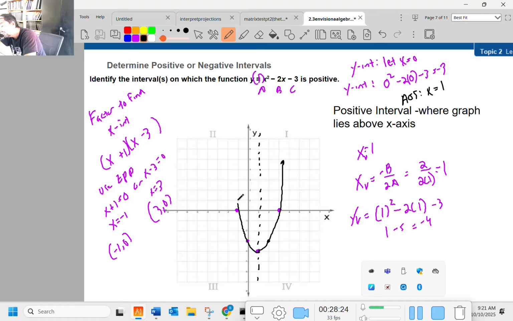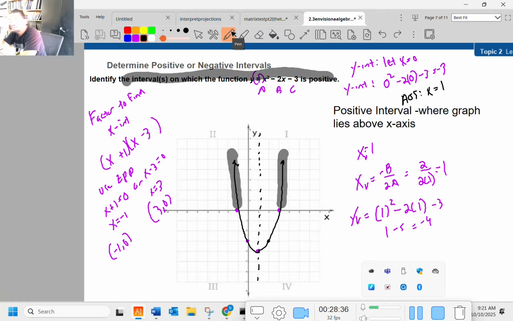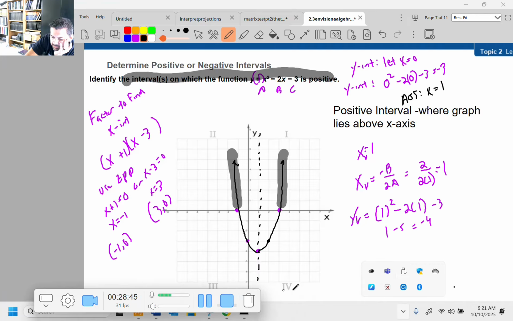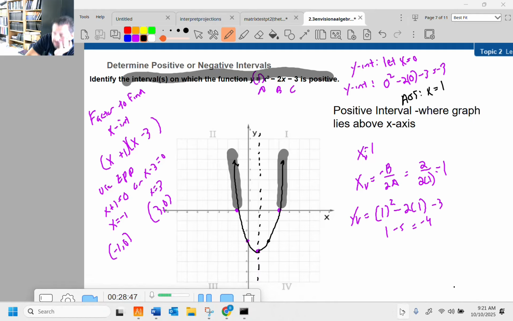Now, I did a whole lot of work, and I can finally go back to the original question. What intervals is the function positive? It's positive if it's above the x-axis. All right, so we'll write out our answer in a couple of different ways here. It's really up to you how you do it, but you need to understand them both.